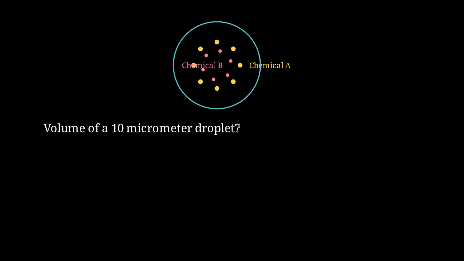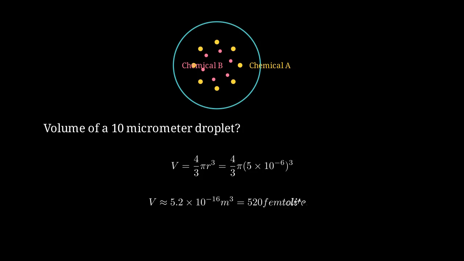Let's calculate. What's the volume of a 10 micrometer diameter droplet? Using the sphere volume formula, we get 4/3 πr³, where r is 5 × 10^-6 meters. This gives us approximately 5.2 × 10^-16 cubic meters, or 520 femtoliters, an incredibly tiny volume. Here's where it gets exciting.